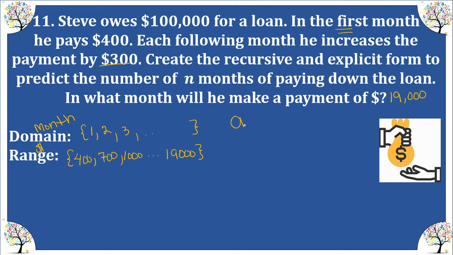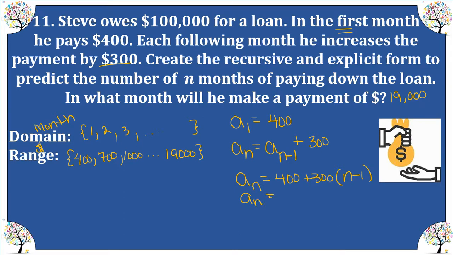Okay, here we go. A sub 1 is 400. The first month he pays 400. Then he's going to pay the previous amount plus 300 more. Our explicit A sub n is equal to that first payment plus 300 times n minus 1. Distribute our 300 and combine like terms.